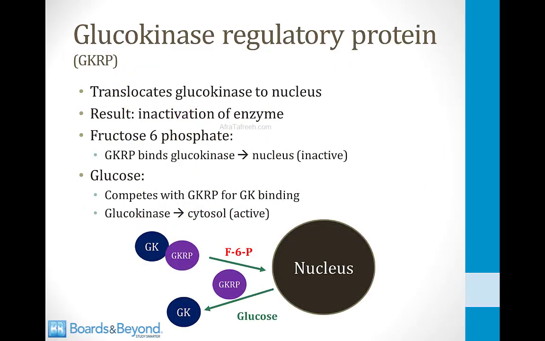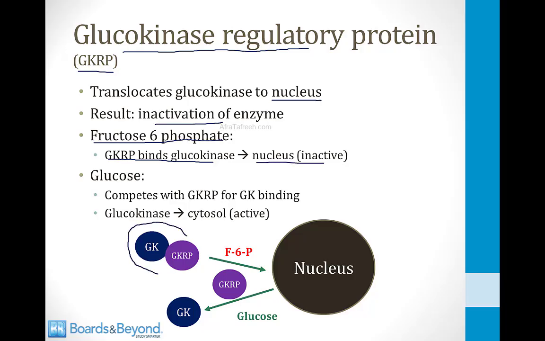There is an unusual mechanism by which fructose 6-phosphate inactivates glucokinase, and that's by way of a protein called glucokinase regulatory protein, or GKRP. This protein translocates glucokinase to the nucleus, and once the enzyme has been moved out of the cytosol and into the nucleus, it is inactivated. In the presence of fructose 6-phosphate, GKRP will bind to glucokinase and pull it to the nucleus, and I've shown that on this picture down here.